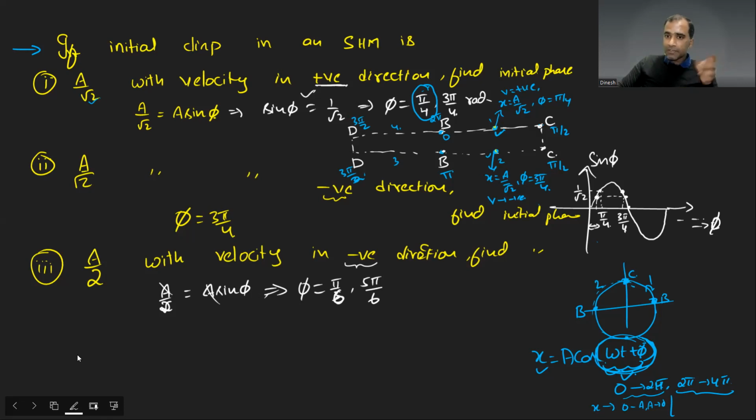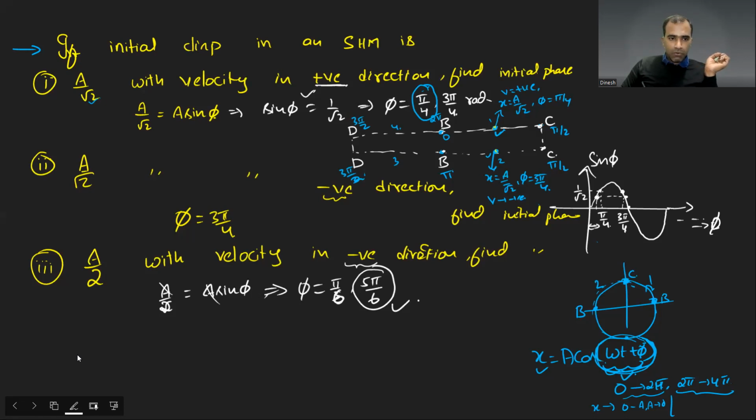And from C to B, the phase only goes from pi by 2 to pi. So you should select a phase which is between 90 and 180. So the answer is 5 pi by 6. 150 degrees. Yes, correct. 150 degrees.